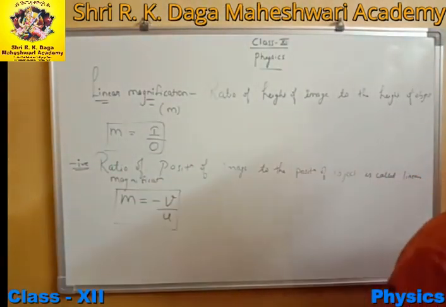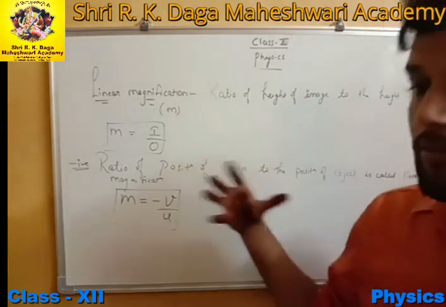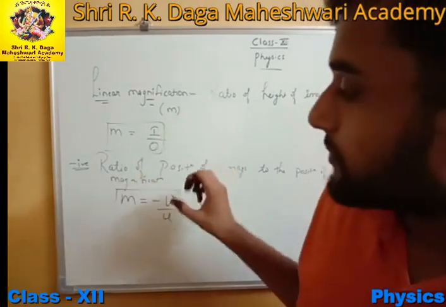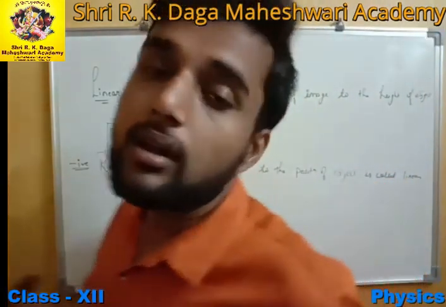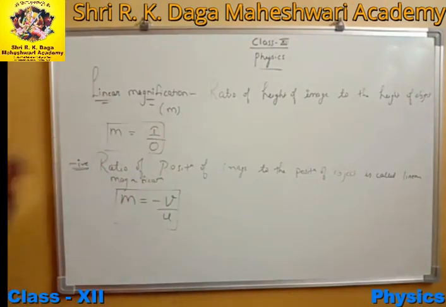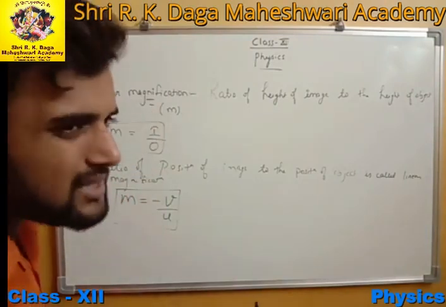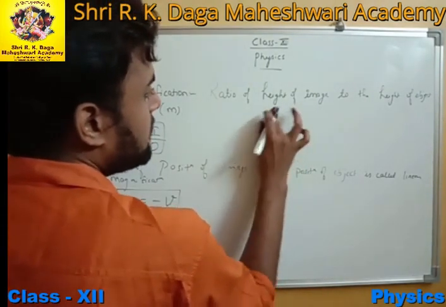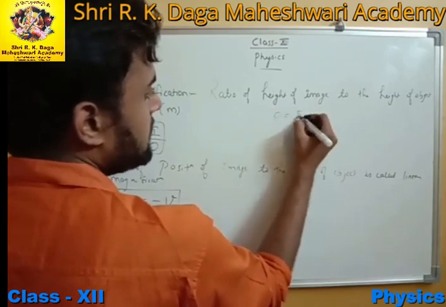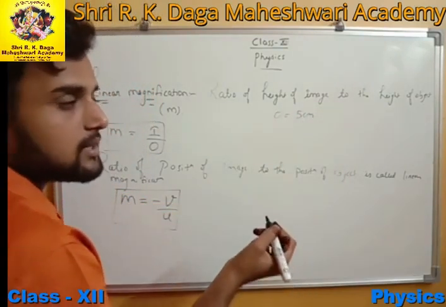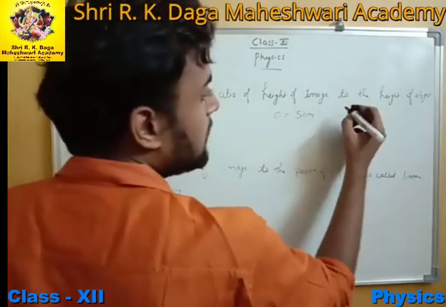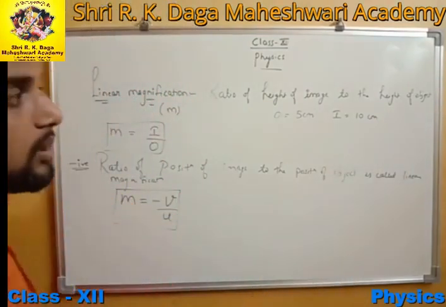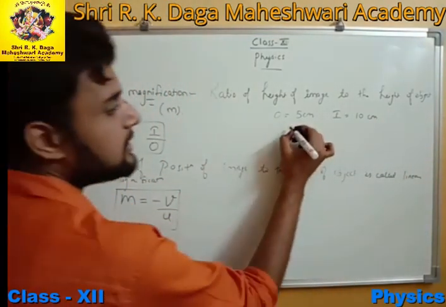So based on what quantity is given to you in the question, you have to solve by using either the height of image and object or the position of image and object from the pole. So I hope the phenomena is clear to all of you. So let us see one simple example of it. Let the height of object is 5 centimeter, and when it is placed in front of any mirror, then its image formed will be of 10 centimeter. Okay, so how can we calculate its magnification?